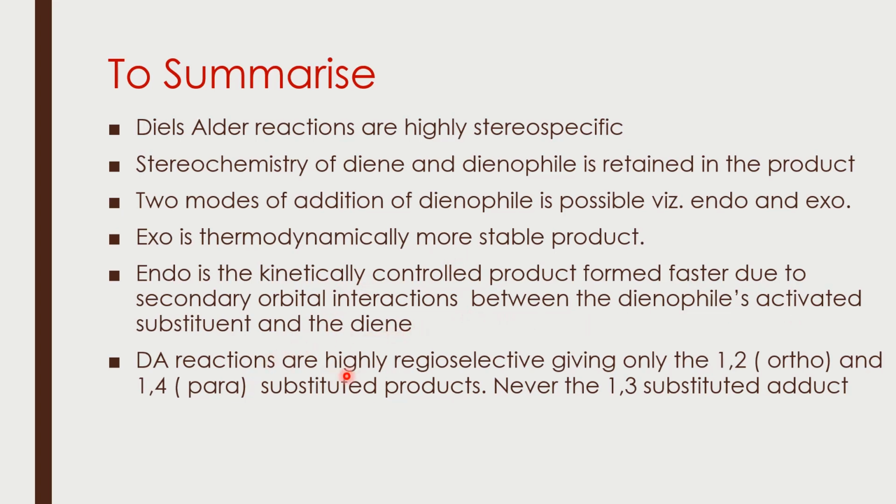And if you have substituted diene and dienophile, then the Diels-Alder reactions are highly regioselective, giving only the 1,2 or ortho and 1,4 or para-substituted cyclohexene derivative, never the 1,3 substituted adduct.